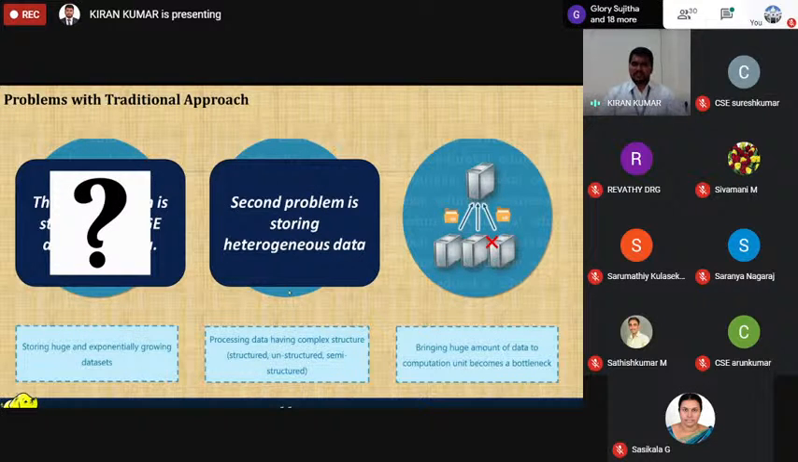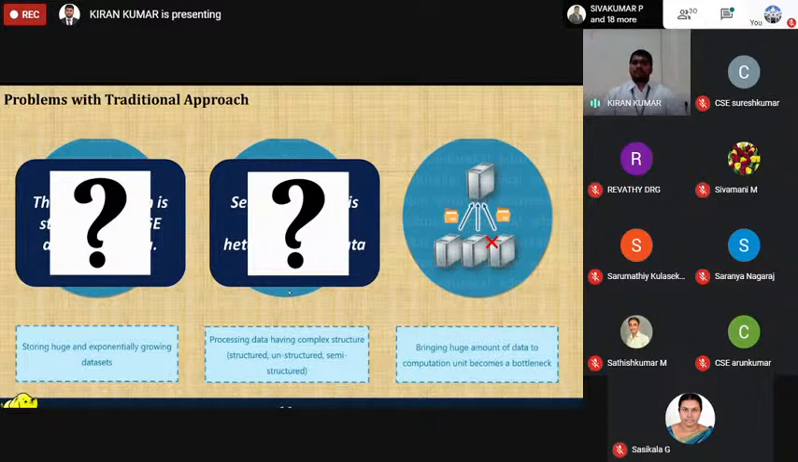I have structured data, unstructured data, and semi-structured data. Maybe you get a question asking what percent of data available in the country or the world right now is structured or unstructured. Less than 20% of data is structured, and more than 80% of data is unstructured. So obviously the traditional approach will not help us analyze the unstructured data.